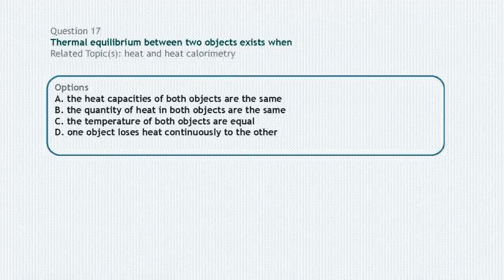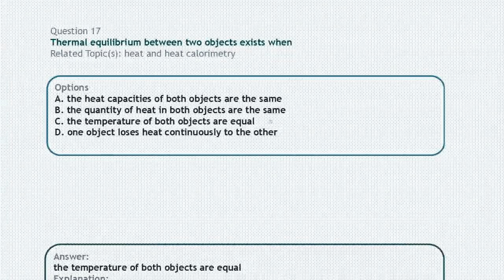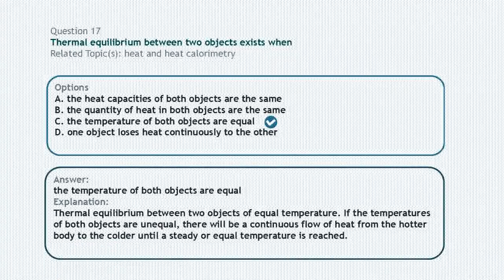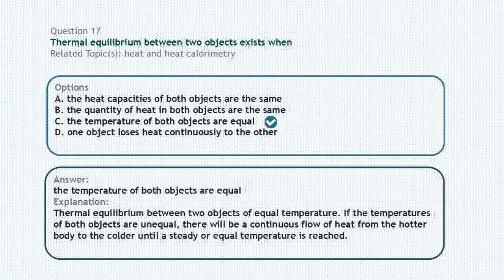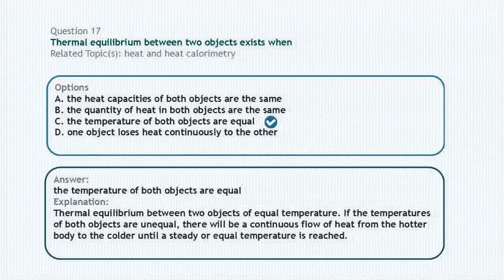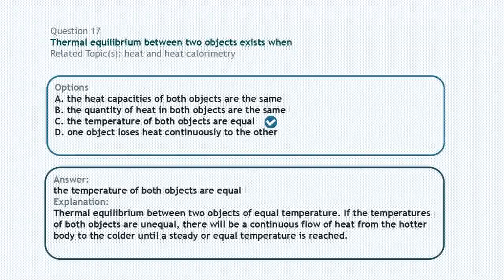Next, on heat calorimetry, thermal equilibrium exists between two objects when their temperature is equal. Thermal equilibrium is said to exist between two objects when their temperature is equal. So when their temperature is equal, there will be no heat flow from one object to another. Both of them will be said to be in thermal equilibrium.